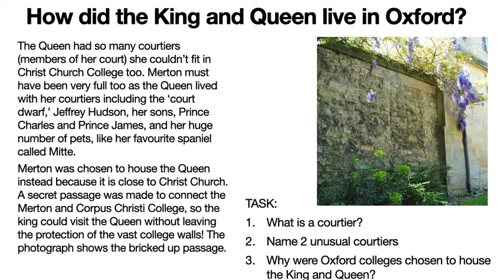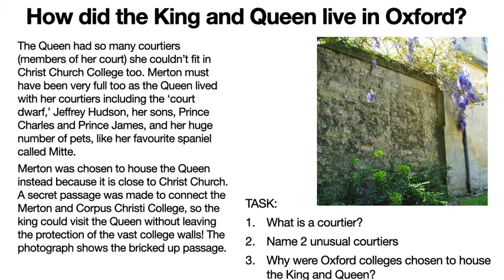Let's look in a bit more detail at how the king and queen lived. The queen had so many courtiers, that is, members of her court, that she couldn't fit in Christ Church College too. Now, Christ Church is absolutely massive. So to not be able to fit in there shows you how many people the Queen must have had waiting on her and serving her. That's why she went to Merton College and set up her own court in Merton.